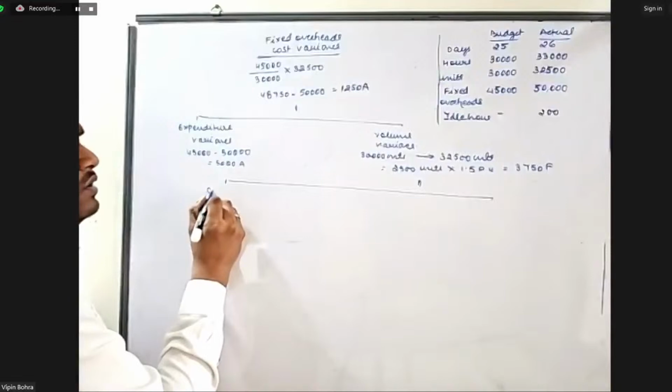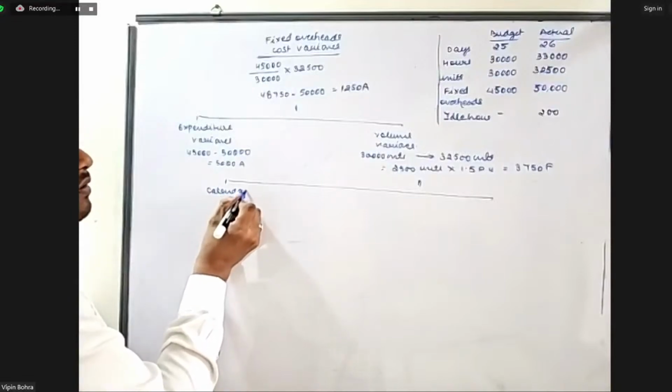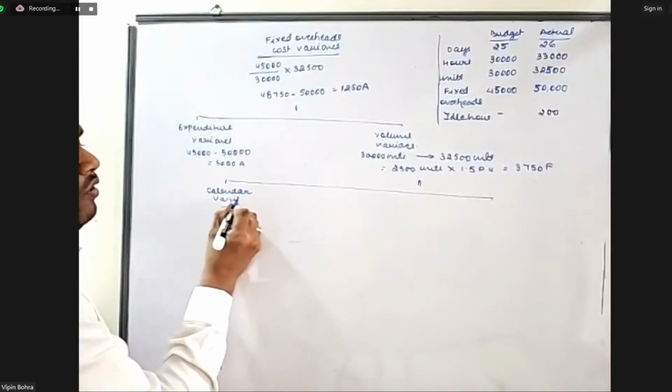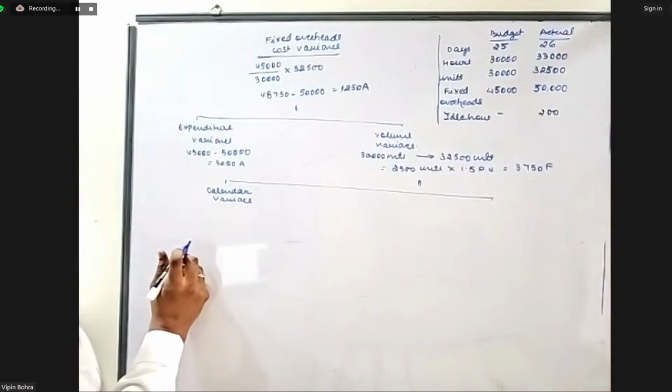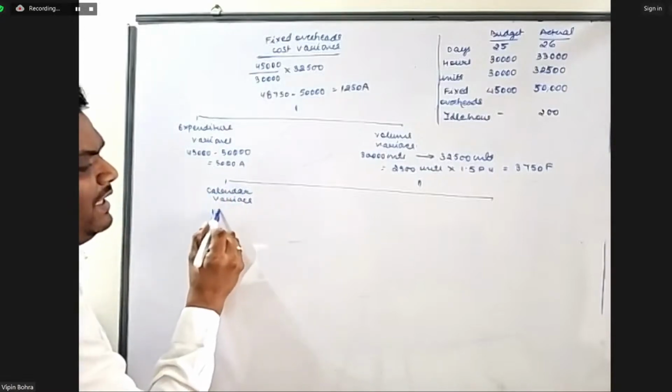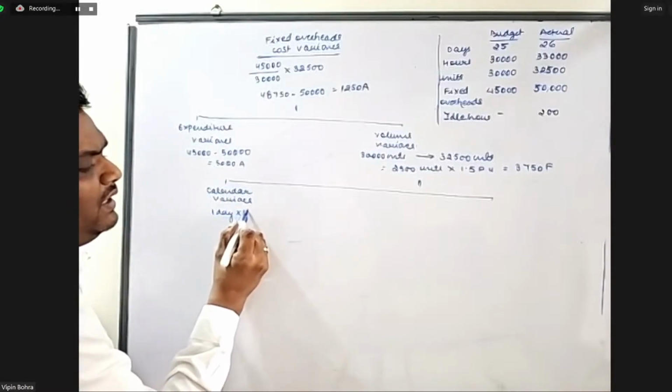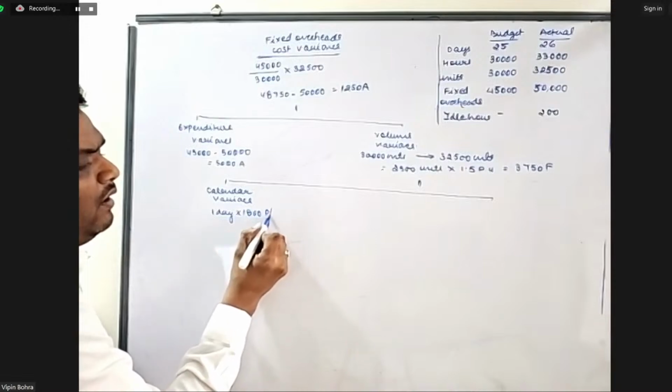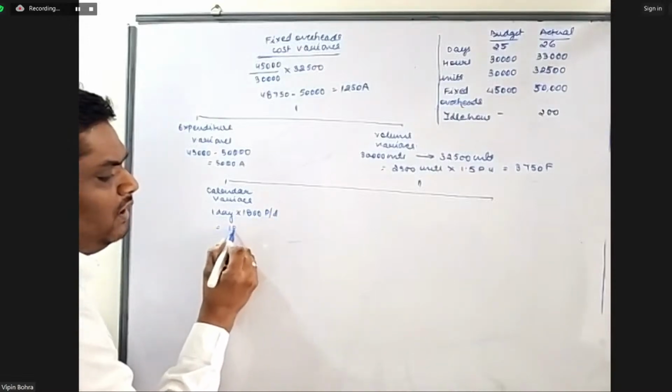Again, in calendar variance also no change. That is 1 day extra into the rate per day, that is 1,800 per day. So this will be 1,800 favorable.